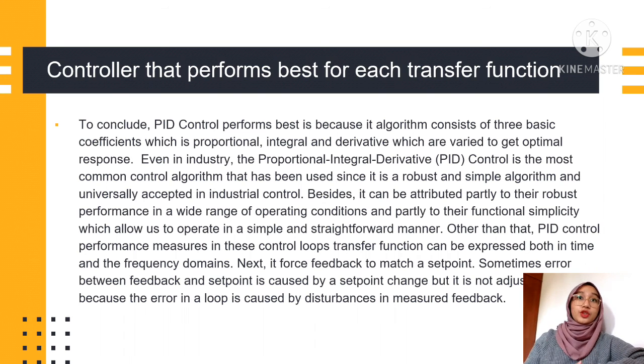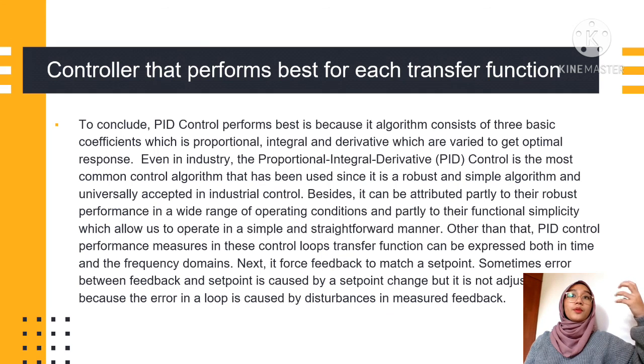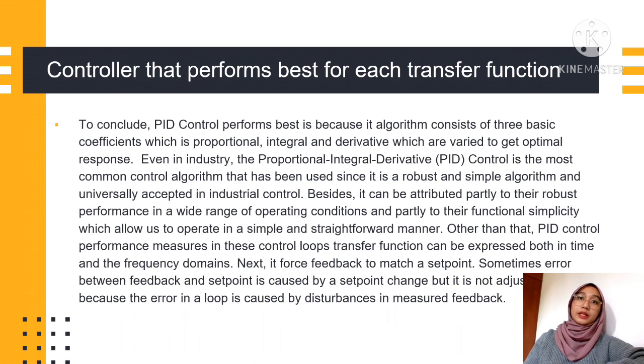Even in the industry, the proportional integral derivative PID control is the most common control algorithm that has been used, since it is a robust and simple algorithm and universally accepted in industry control. Besides, it can be attributed partly to its robust performance in a wide range of operating conditions, and partly to its functional simplicity, which allows us to operate in a simple and straightforward manner.